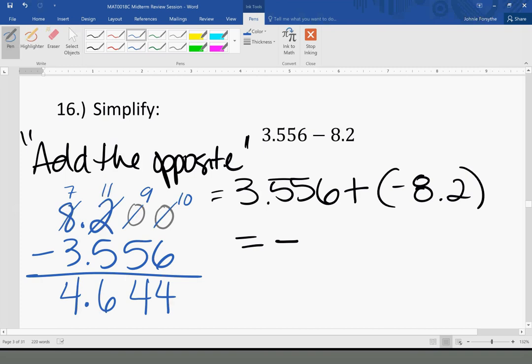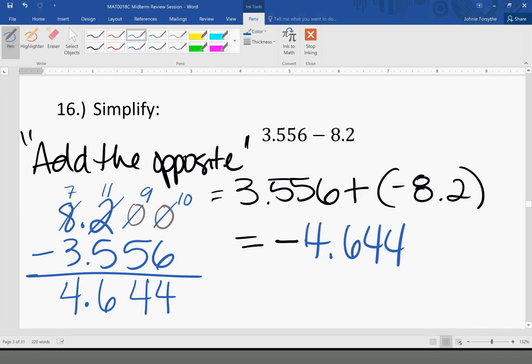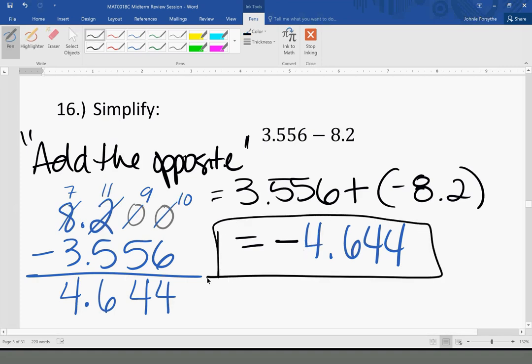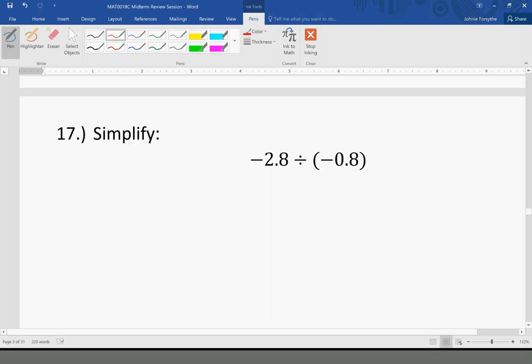So the difference between 8.2 and 3.556 is 4.644, but the answer to our problem is going to be negative 4.644 because it was actually 3.556 plus negative 8.2, which is the same thing as 3.556 minus 8.2. So the final answer is negative 4.644.